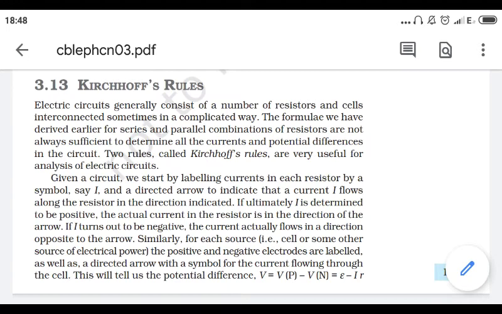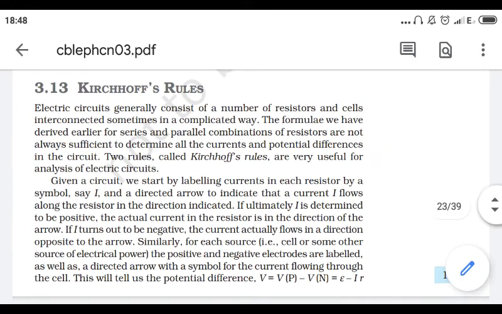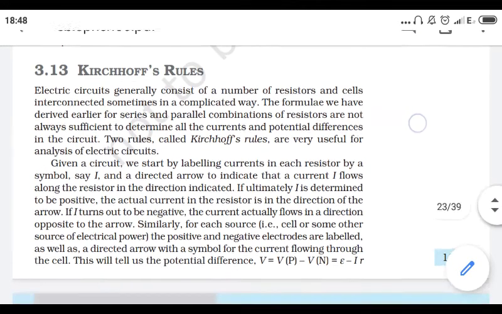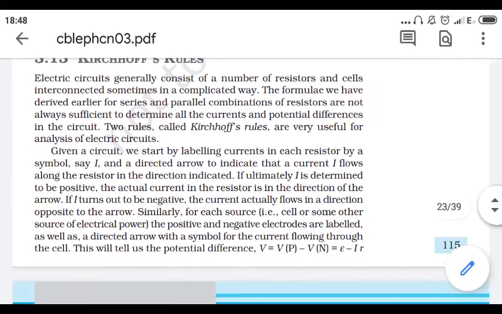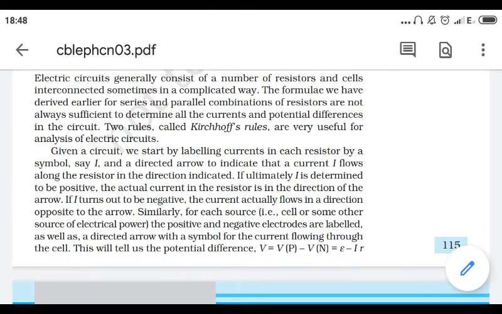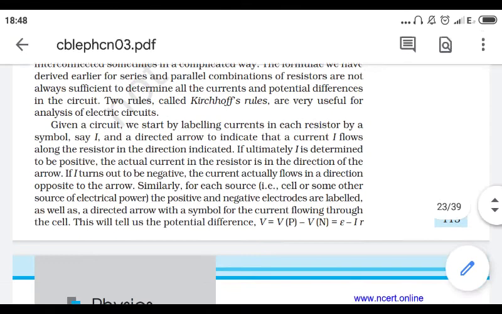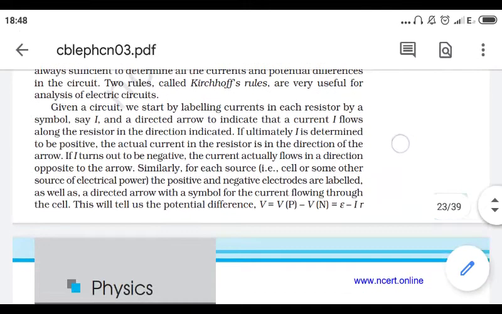An electric circuit generally consists of a number of resistors and cells interconnected, sometimes in a complicated way. Complicated means a parallel and series combination together. The formulas we derived earlier for series and parallel combinations of resistors are not always sufficient to determine all the currents and potential differences in the circuit. Two rules called Kirchhoff's rules are very useful for the analysis of electric circuits.